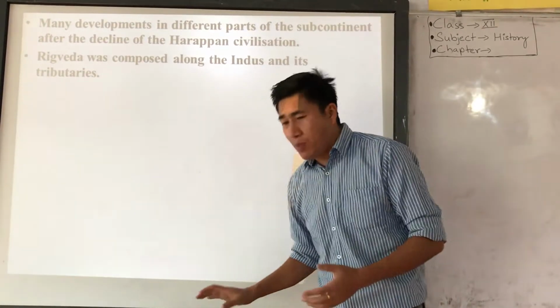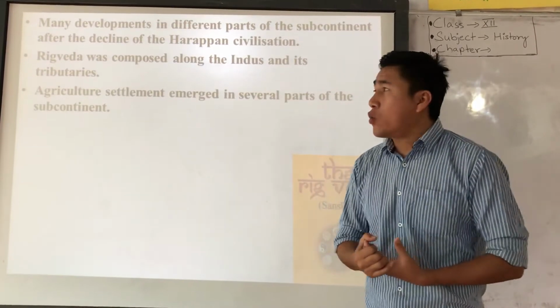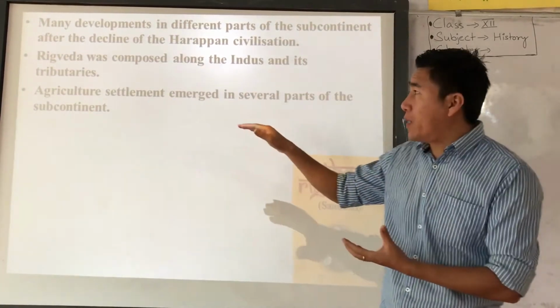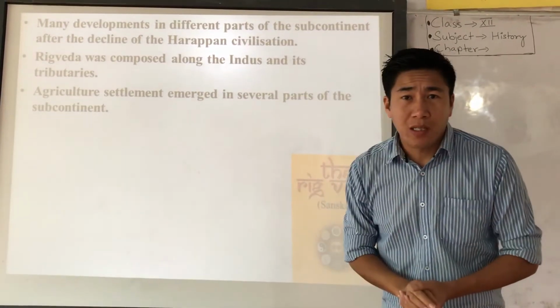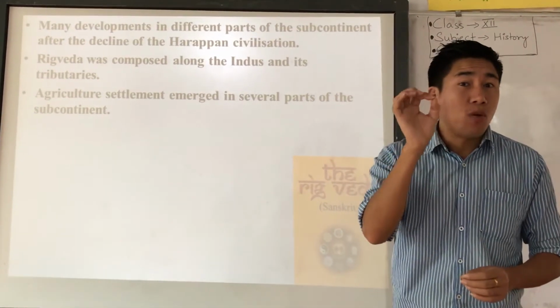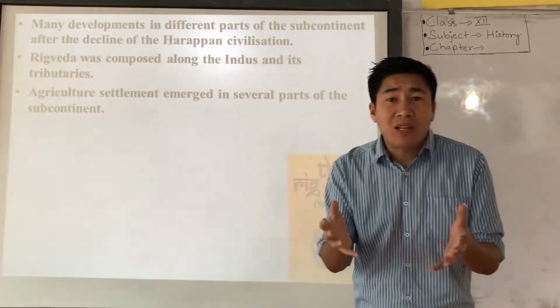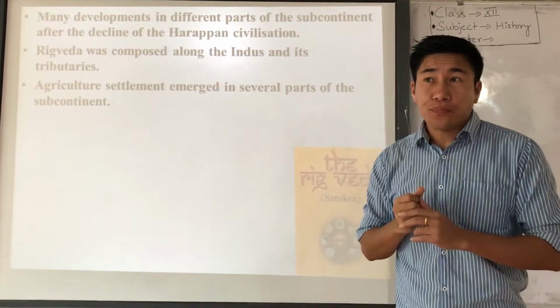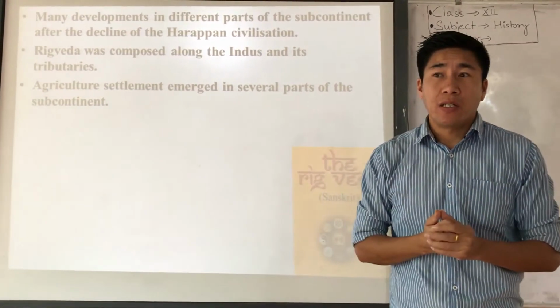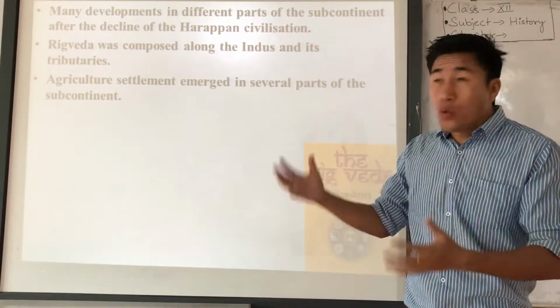The second change in this period is that we saw large agricultural settlements emerge in several parts of the subcontinent. Now, the thing that you need to keep in mind is how agricultural settlements happened first: people need good soil, good climate conditions, right? Good water sources, right, to do agriculture.